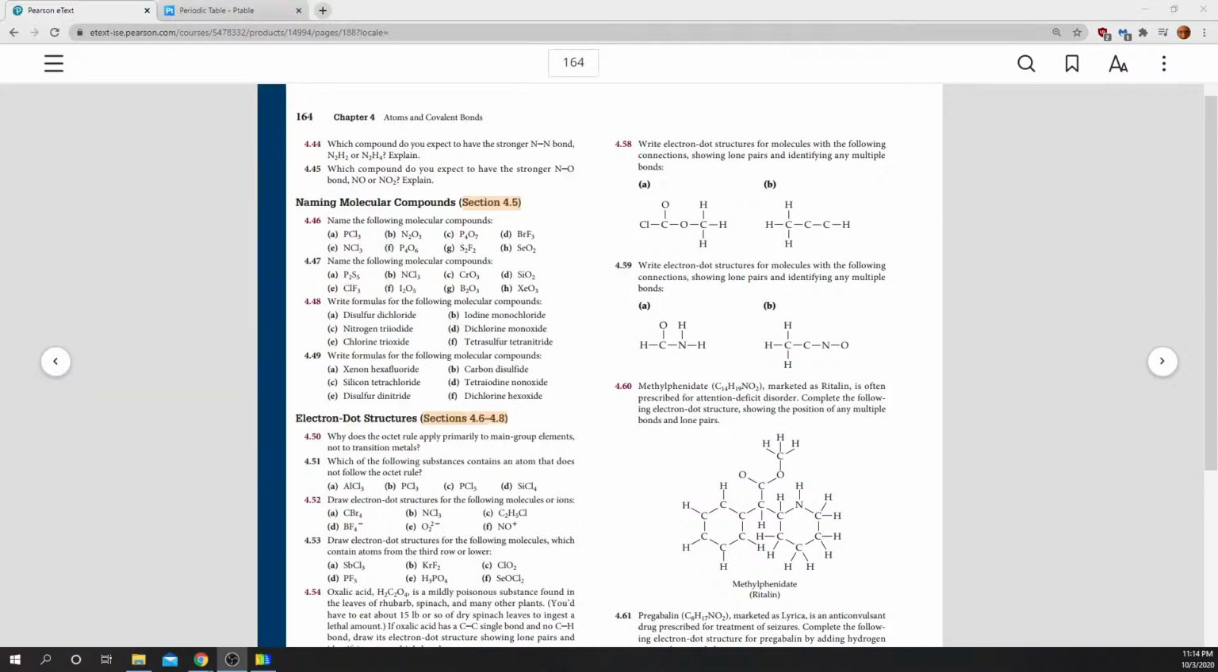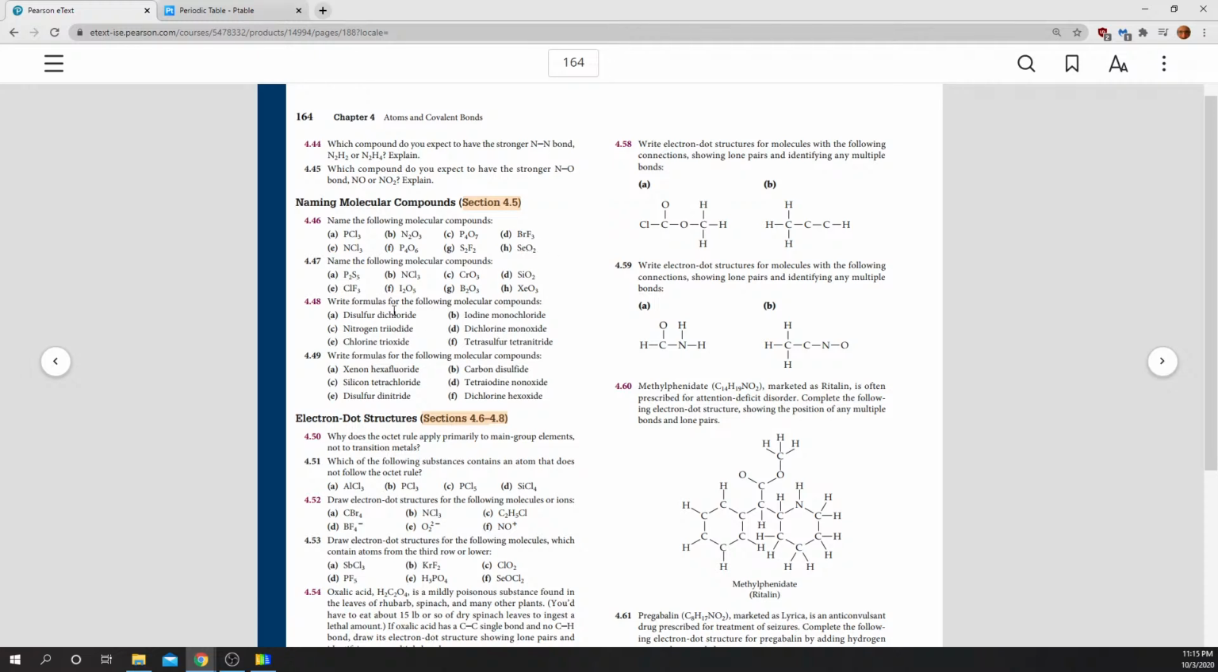Okay. Well, we have phosphorus trichloride, dinitrogen trioxide, tetraphosphorus heptoxide, bromine trifluoride, nitrogen trichloride, tetraphosphorus hexoxide, disulfur difluoride, and selenium dioxide.